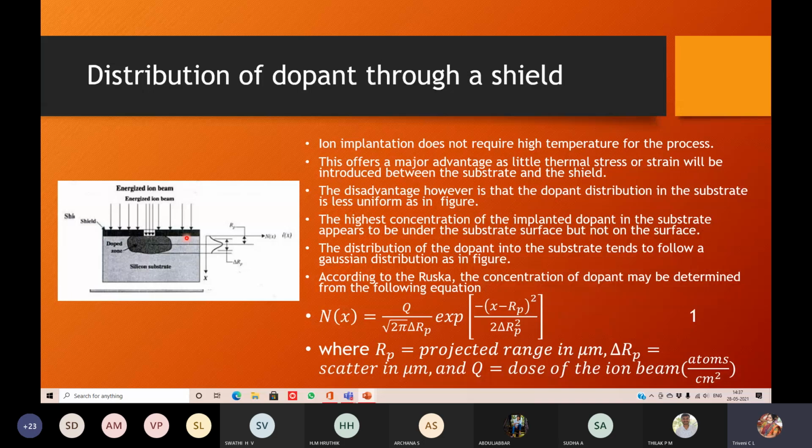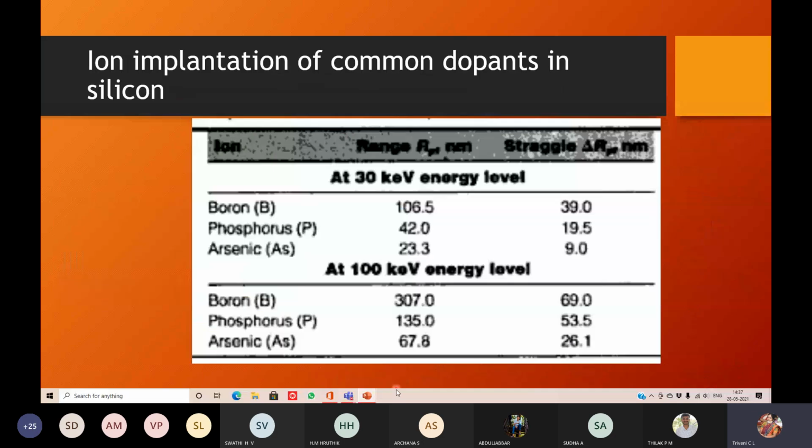The distribution of the dopant into the silicon substrate, we can represent mathematically using this Gaussian distribution formula. Ruska is the person who gave the concentration of the dopant across x. So N of x is equal to Q by root 2 pi delta Rp, e to the power of minus (x minus Rp) whole square by 2 delta Rp squared. So what is Rp? Everything we discussed in the previous class. And later we discussed, at 30 kilo electron volts and 100 kilo electron volts, what will be the delta Rp and the Rp value.